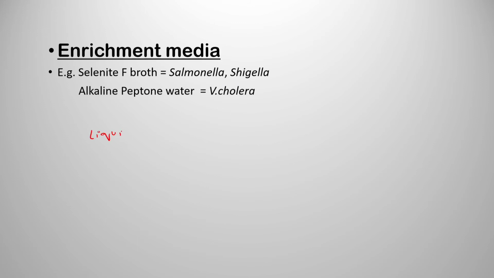Now next one is special media. The example is blood agar and chocolate agar. This media includes substances like blood, serum, eggs, and these are added to the simple media. This media is used to grow bacteria that are demanding in their nutritional needs. Some bacteria require special nutrients for their growth, so this media provides the special nutrients.